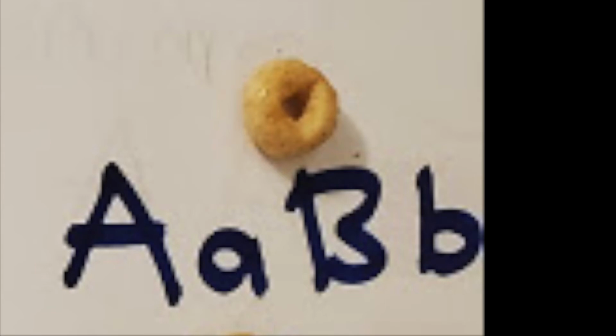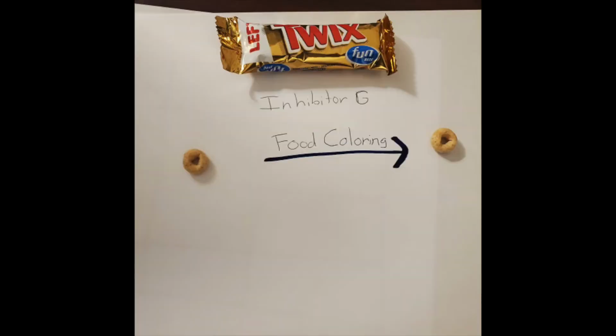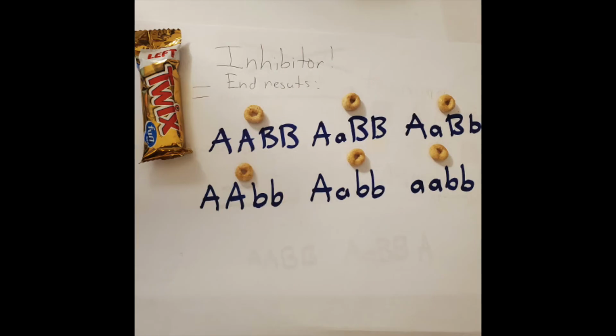Both of the original Cheerios are heterozygous for color, which means they both have a capital and lowercase representative letter. The 2 Cheerios have a heterozygous capital A, capital B, lowercase b genotype. Remember that inhibitor I mentioned? Let's name it inhibitor G, which is going to be a piece of candy for our purposes. The candy is the dominant A in the genotype.